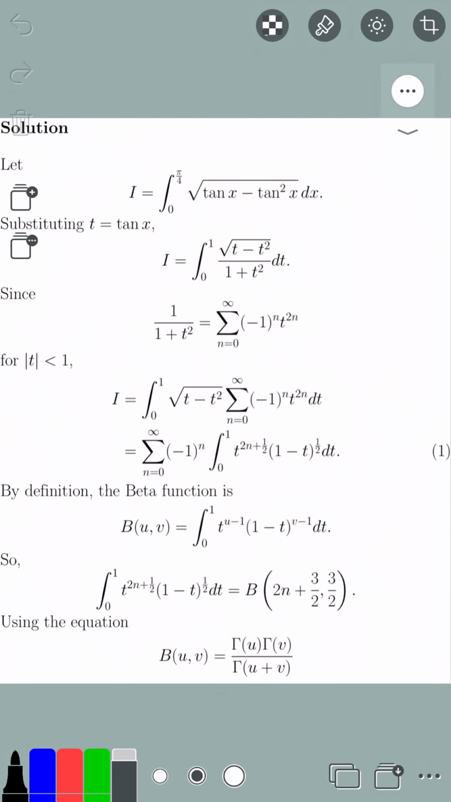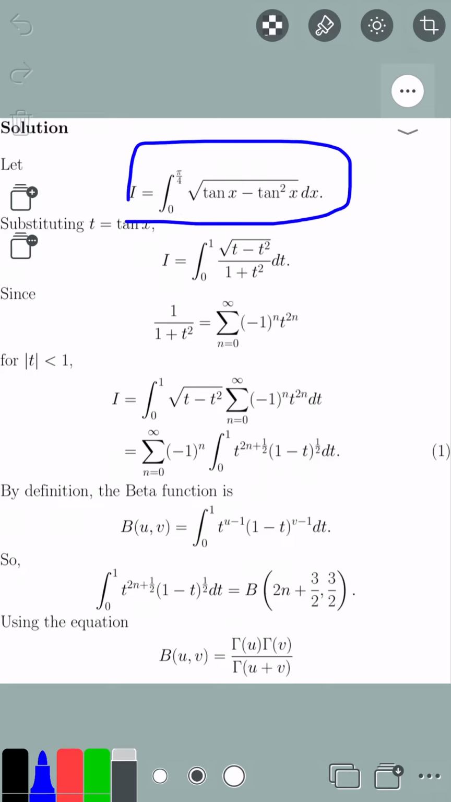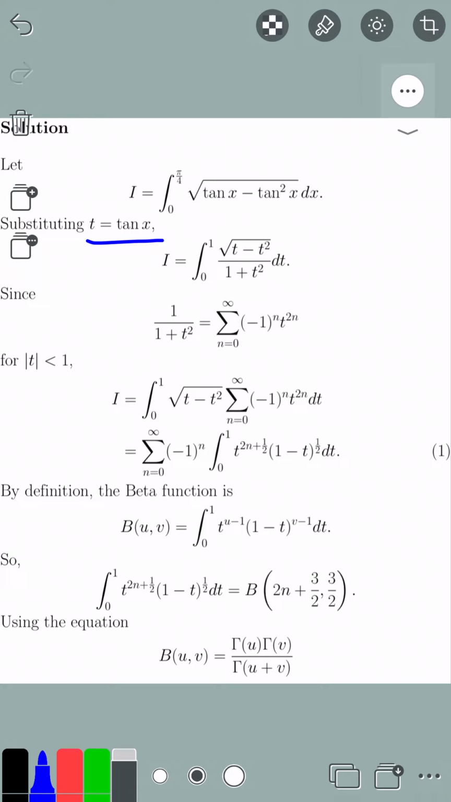Hello, this is Difficulty Math, and in this video, we're gonna solve this integral: the integral from 0 to pi over 4 of the square root of tangent of x minus tangent of x squared dx. So we will solve this integral, and first let's make the substitution t is equal to tangent of x.